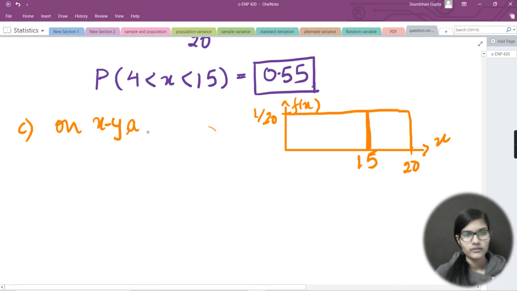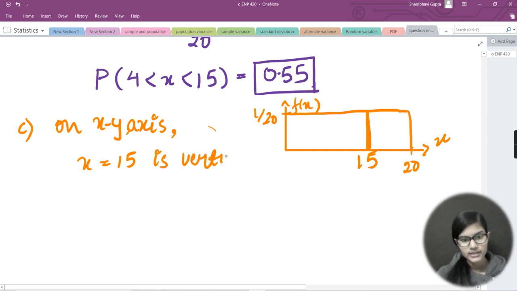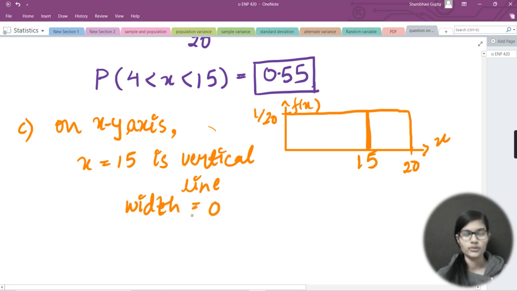Okay, fine. So on x and y axis, when we have only a single value, that is 15, what I'm going to do is that on x and y axis, simply our x value is 15, right? Because the value for x is 15, and x equal to 15 is a vertical line, right? So let me write the same thing, vertical line. That means it has no width, right? Because the width for this single vertical line is equal to 0.